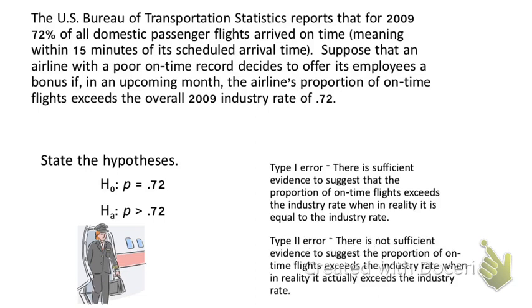Okay, type 2. There's not sufficient evidence that it exceeds 72%, but it actually does. What is the consequence of that happening? Do the employees get their bonus? No. Should they? Yes, they should, but they don't get it.